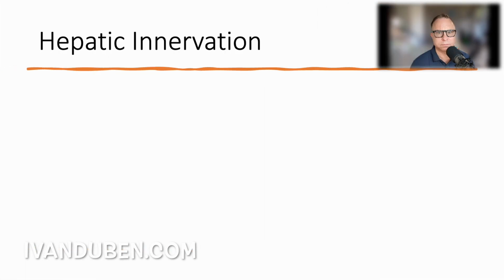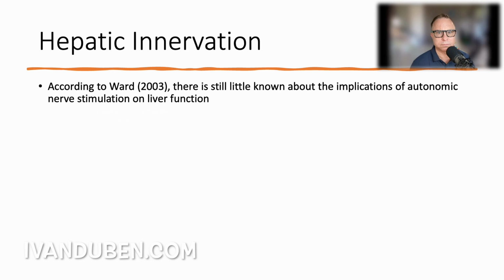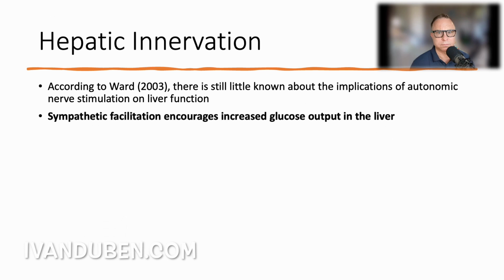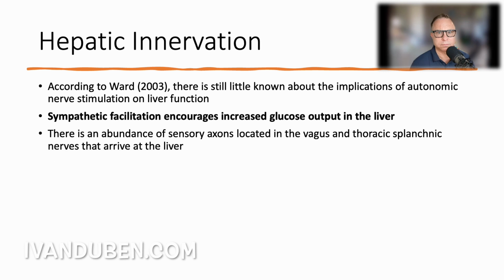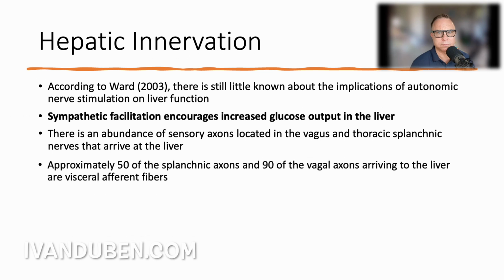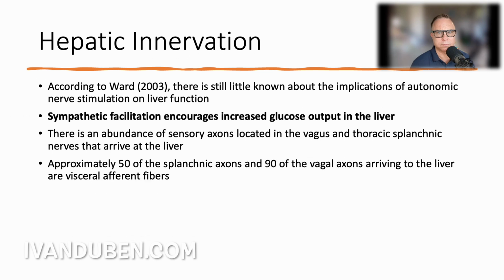Looking into hepatic innervation, according to Ward, there is still little known about the implications of autonomic nerve stimulation on liver function. Sympathetic facilitation encourages increased glucose output in the liver. There's an abundance of sensory axons located in the vagus and thoracic splanchnic nerves that arrive at the liver. Approximately 50% of the splanchnic axons and 90% of the vagal axons arriving at the liver are visceral afferent fibers.